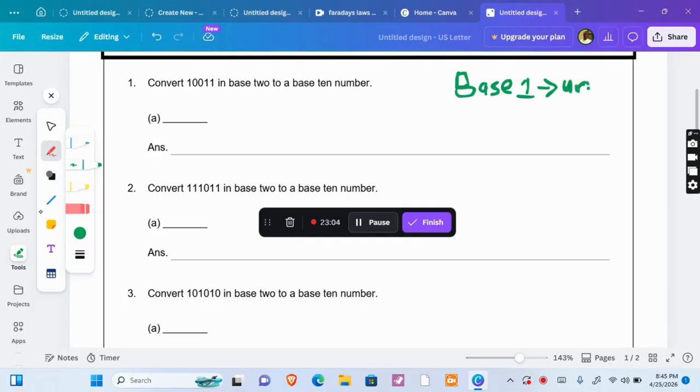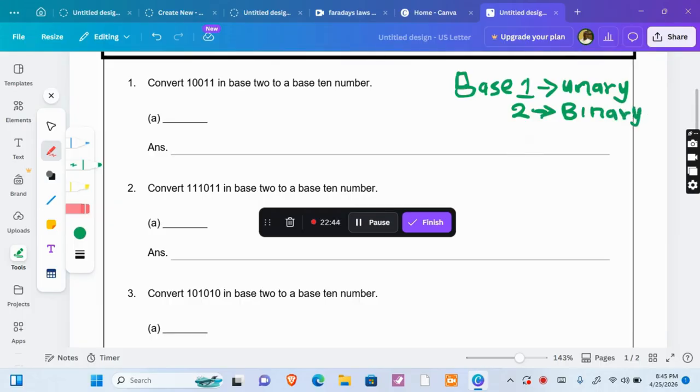Unary. Numbers in base 1 are unary. And numbers in base 2, we call them binary numbers. The ones in base 2 are called binary numbers.